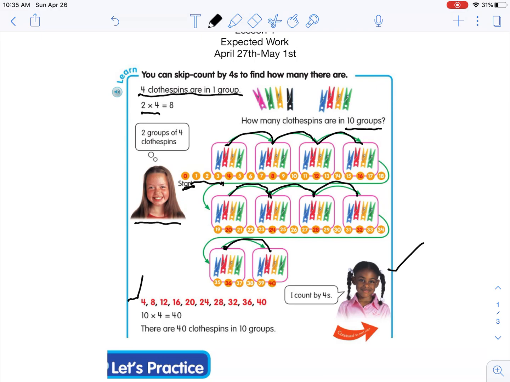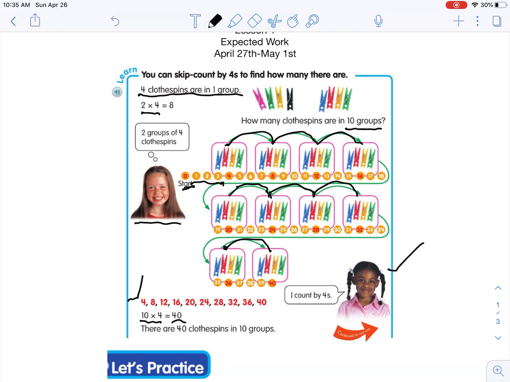So I know, what would my multiplication fact be if I have 10 groups and 4 in each group? It would be 10 times 4. And we just skip counted by 4s 10 times and got to 40. So we know there are 40 clothespins in 10 groups. Remember, you can do this on your fingers too. You can skip count up to 10 fingers by 4s and you will land on 40.